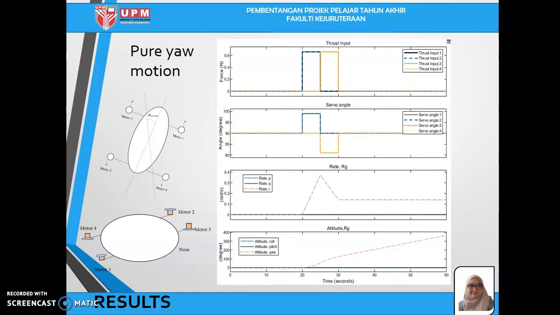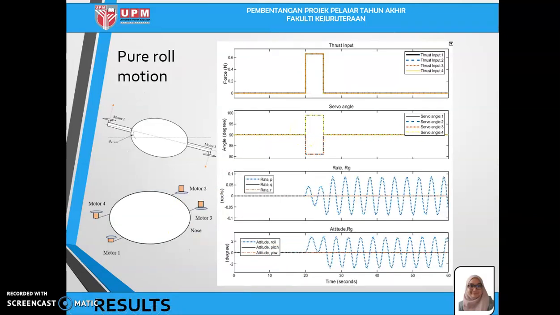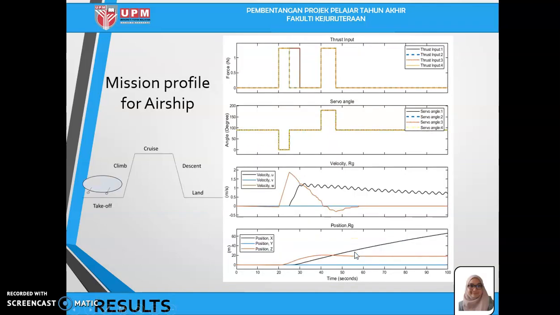And then we have the yaw motion, where the attitude in yaw is also shown with the input from all the motors and the servo angle. And we have the pure roll motion as well, where it shows the attitude in roll motion. Like the pitch motion, the roll motion is also unstable towards the end of the simulation due to the pendulum stability, but in the roll direction. And we have the mission profile for the airship, where the airship climbs, and then cruises, descends, and lastly lands.